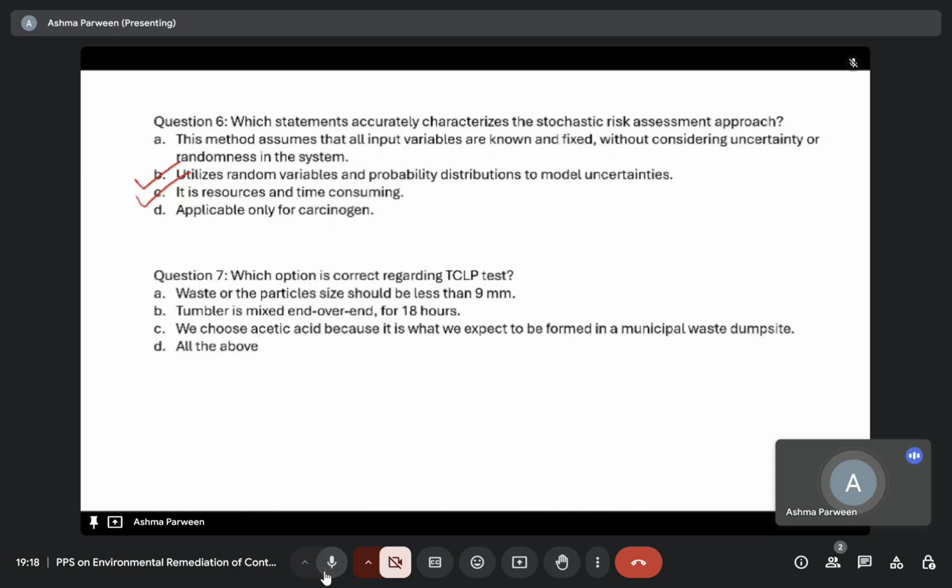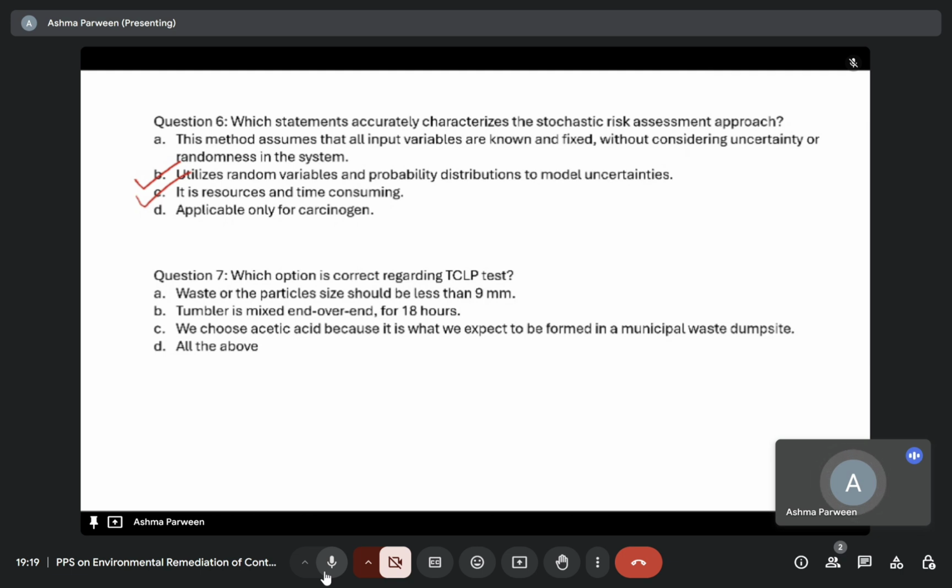So let's see which of the following options are correct. First is that the waste particle size should be less than 9 mm. So this is correct for doing the TCLP test. If the particle size of the waste is more than 9 mm, then we need to crush it and bring it below 9 mm. The next is the tumbler is mixed end over end for 18 hours. Yes, this is done. End over end shaking is done to achieve equilibrium in 18 to 20 hours.